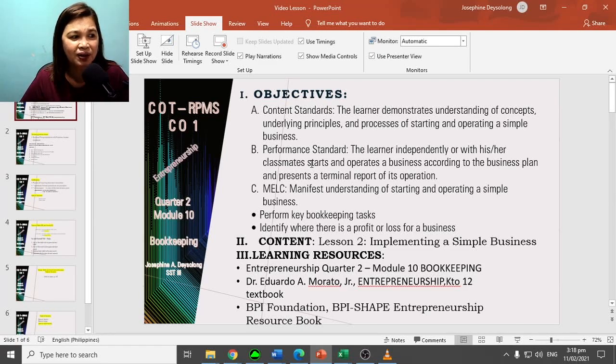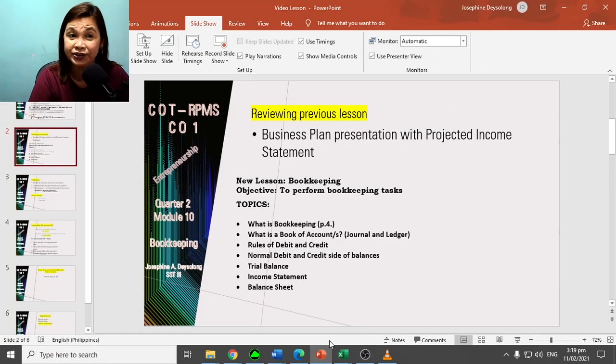We have here the most essential learning competencies, and one of these is to manifest understanding of starting and operating a simple business. And we have these two MELCs here: perform key bookkeeping tasks and identify whether there is a profit or loss for a business. Our content here is, of course, lesson 2, implementing a simple business. Okay, so let's continue. Let us review first.